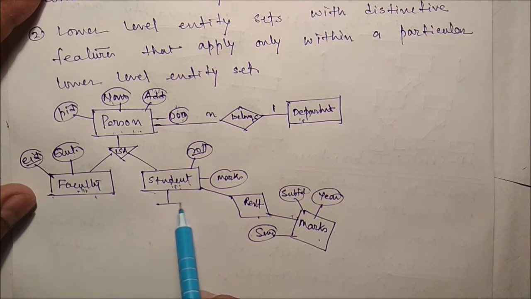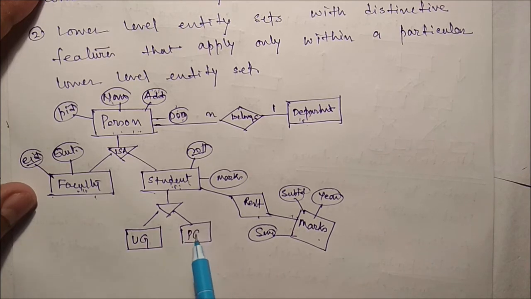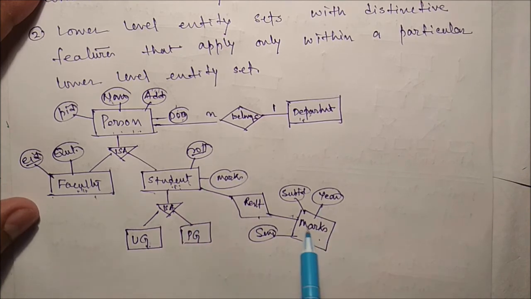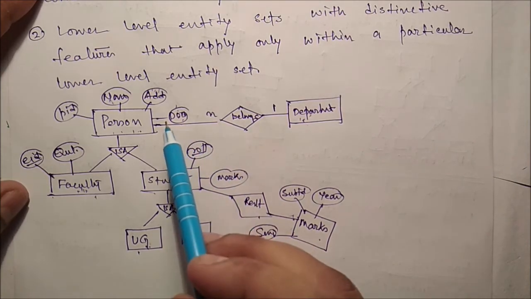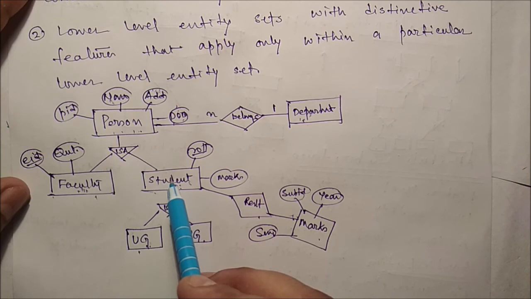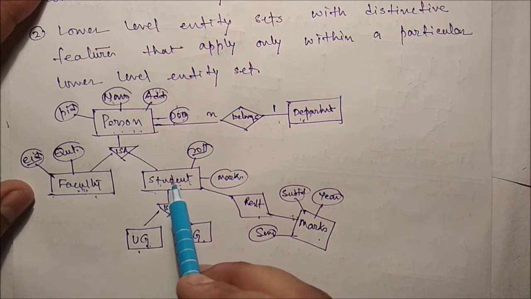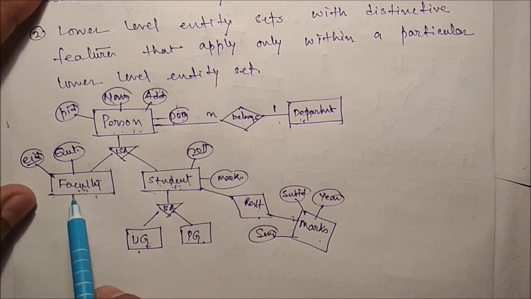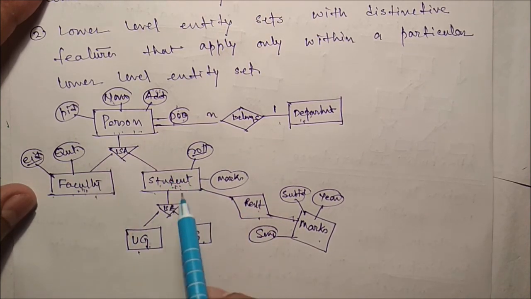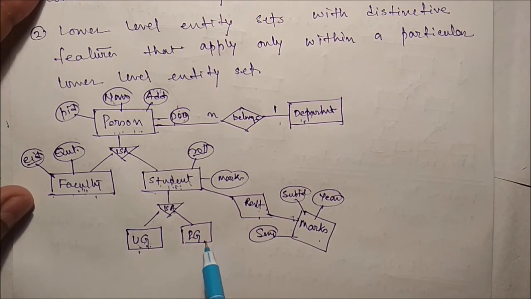Now if you break the student into two parts, say UG student and PG student, then this relationship is applicable for both UG as well as PG. Are you getting this? So the high level entity set's relationship is applicable for the lower level entity sets, but the reverse is not true. The department relationship is applicable for faculty as well as student, but this particular relationship is not applicable for the faculty or all persons. But since it is a superclass of these two subclasses, this relationship is applicable for both UG and PG.